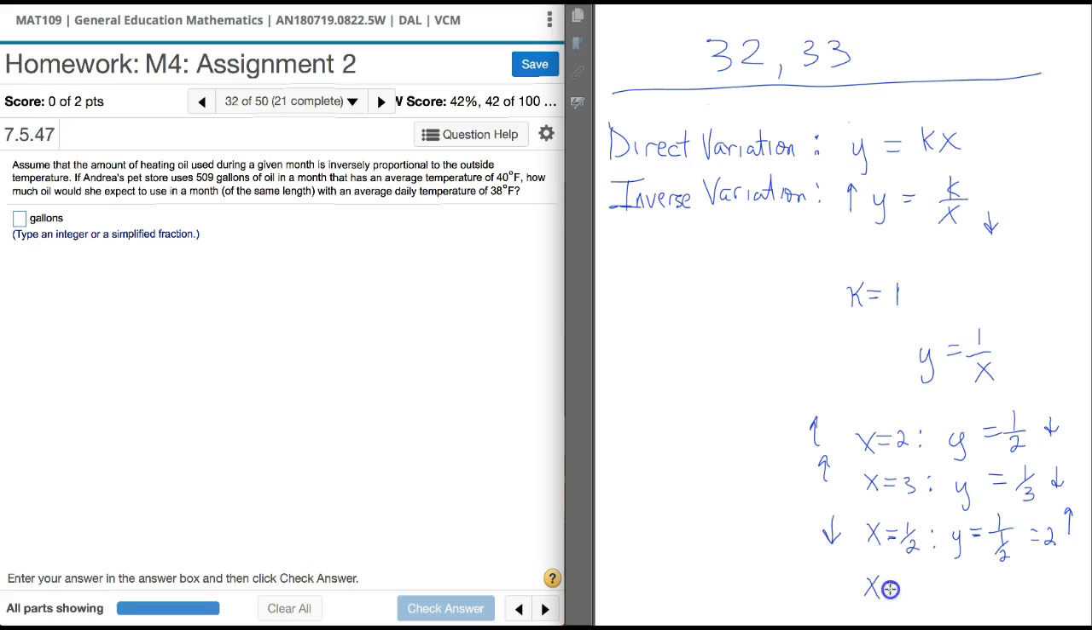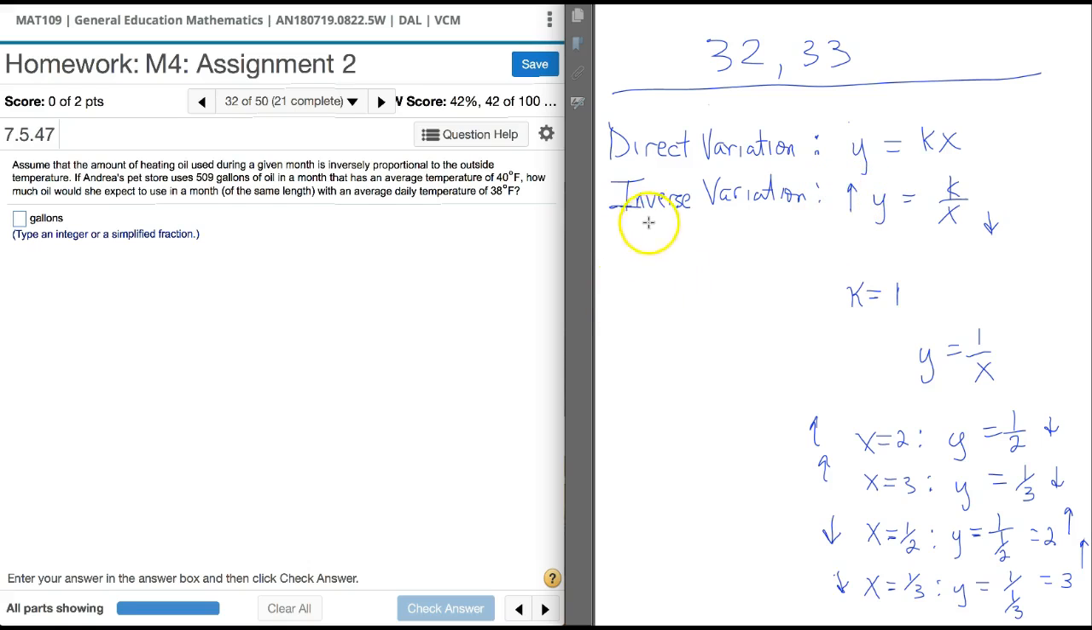Same thing can happen if I plug in 1/3 for x. And if we do that, then we have 1 divided by 1/3, which ends up being 3. So x is low, y is high. So that is what we mean by inverse variation here: the higher values I plug in for x, the lower values I plug in for y, and vice versa. Meaning the lower values I plug in for x, the higher values I'm going to get for y.